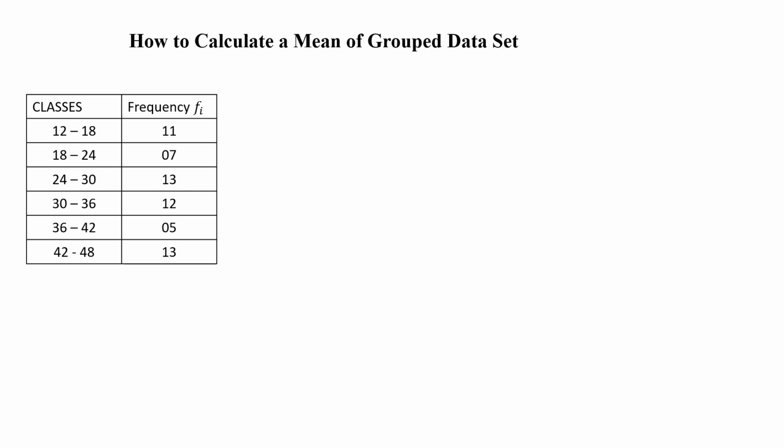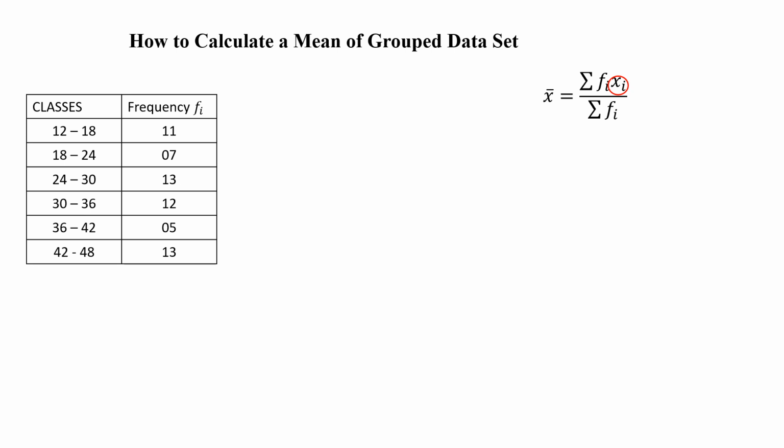So with this data, how can we calculate the average of weights of these children? We know that the mean is basically the sum of all the data divided by the number of data items in the set. But for a grouped frequency table, the mean is presented as follows. Here, the mean is the sum of the product of the frequency times the midpoint of each class, divided by the sum of the frequencies.